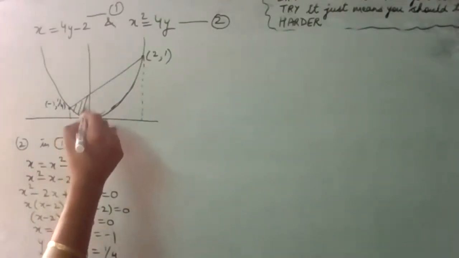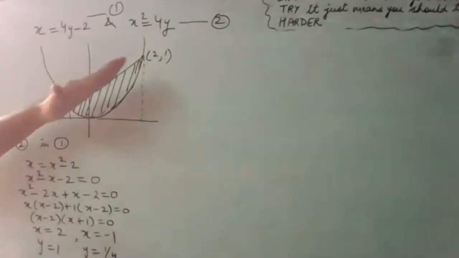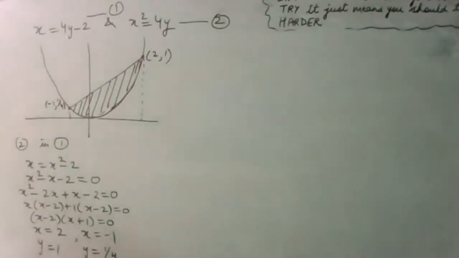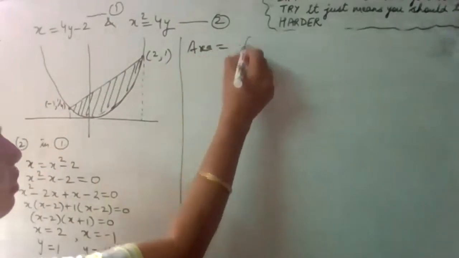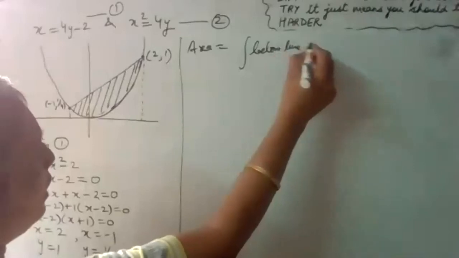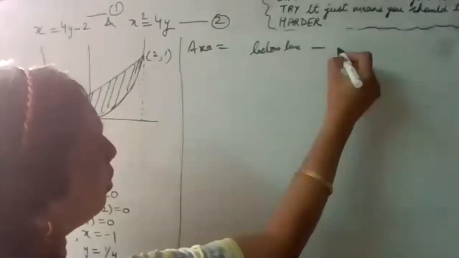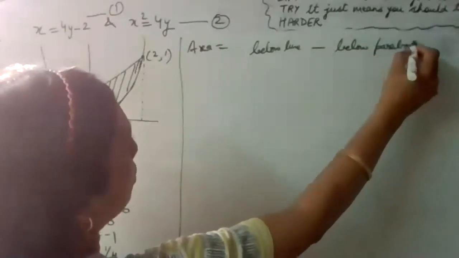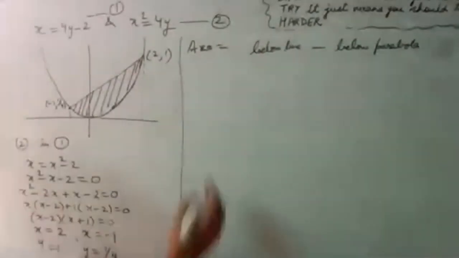And the area we require is this one. Again for this, the area below the line minus the area below the parabola. So we can just write for that. Required area is, we can just write it like this, below line minus below parabola. This is the area, below the line minus below the parabola.